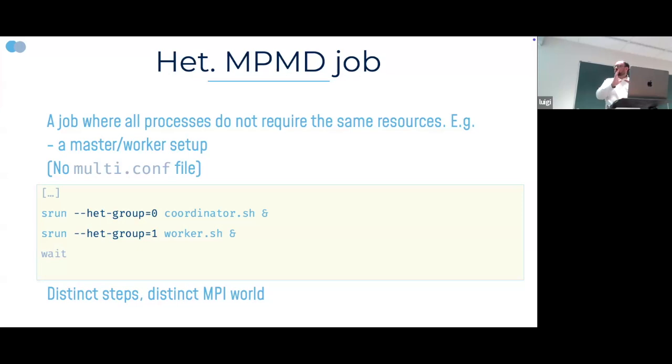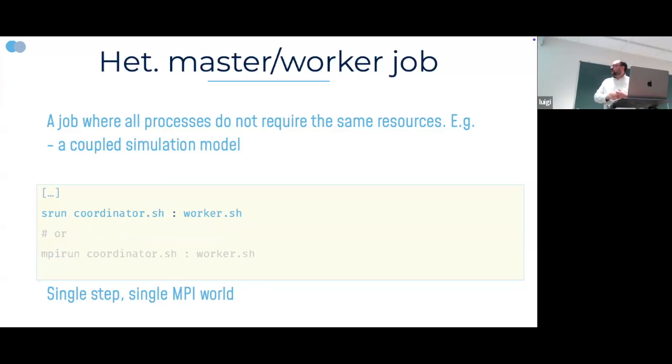So if you need every instance to be part of the same MPI world, you need to run them like this. So srun, and then the first one, colon, and the second one. If you write it like this, Slurm will run this program on the set of resources that are allocated corresponding to the first part of the job, and this on the set of resources allocated to the second part of the job. If you prefer to run mpirun rather than srun, you can do exactly the same with a colon here.